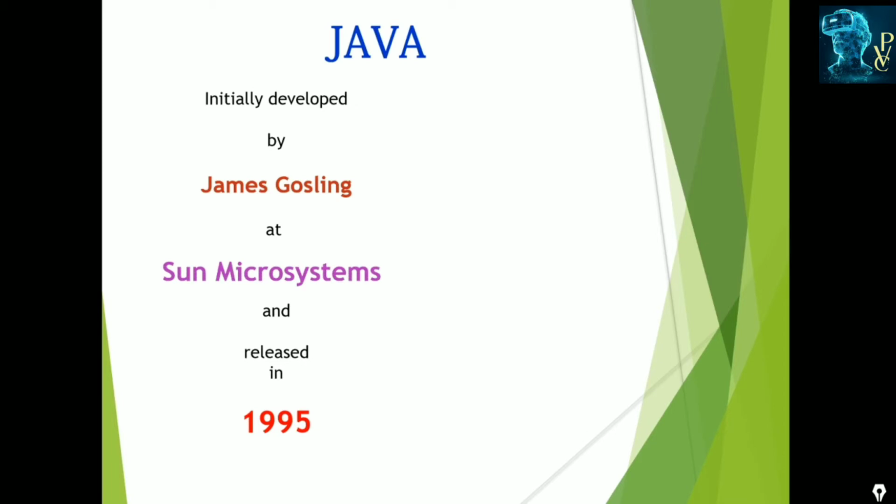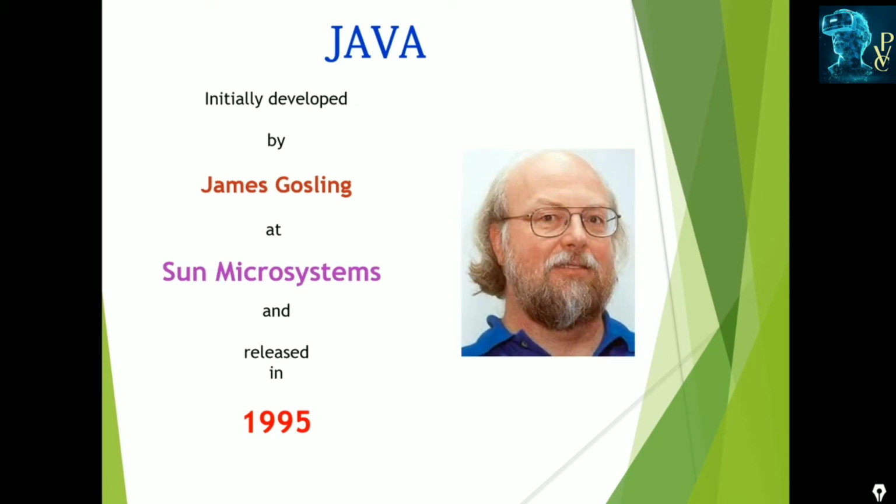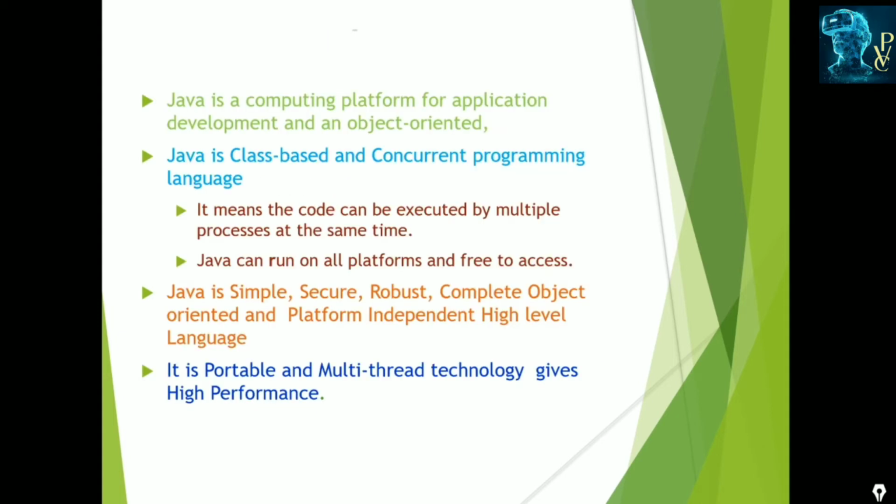Okay, Java was initially developed by James Gosling at Sun Microsystems and released in 1995. Java is a computing platform for application development and is object oriented. Java is class based because everything in Java can be specified within the class only. And Java is also known as a concurrent programming language, that is, multiple programs can execute simultaneously.